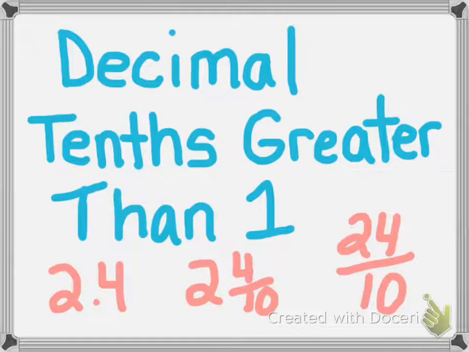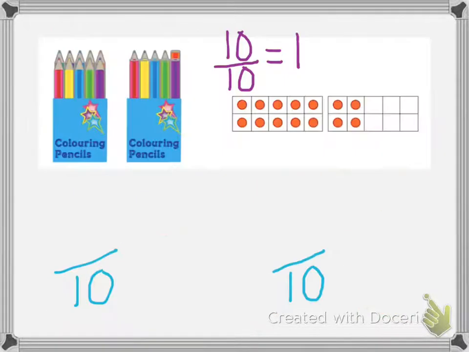Today's lesson is on decimal tenths greater than 1. Now, you might be wondering, how would we write a fraction for a decimal tenth that's greater than 1? We know that 10 tenths equals 1, and we see that right here. So how can we write something that's greater than 1? Well, let's take a look at the pictures that we have here.